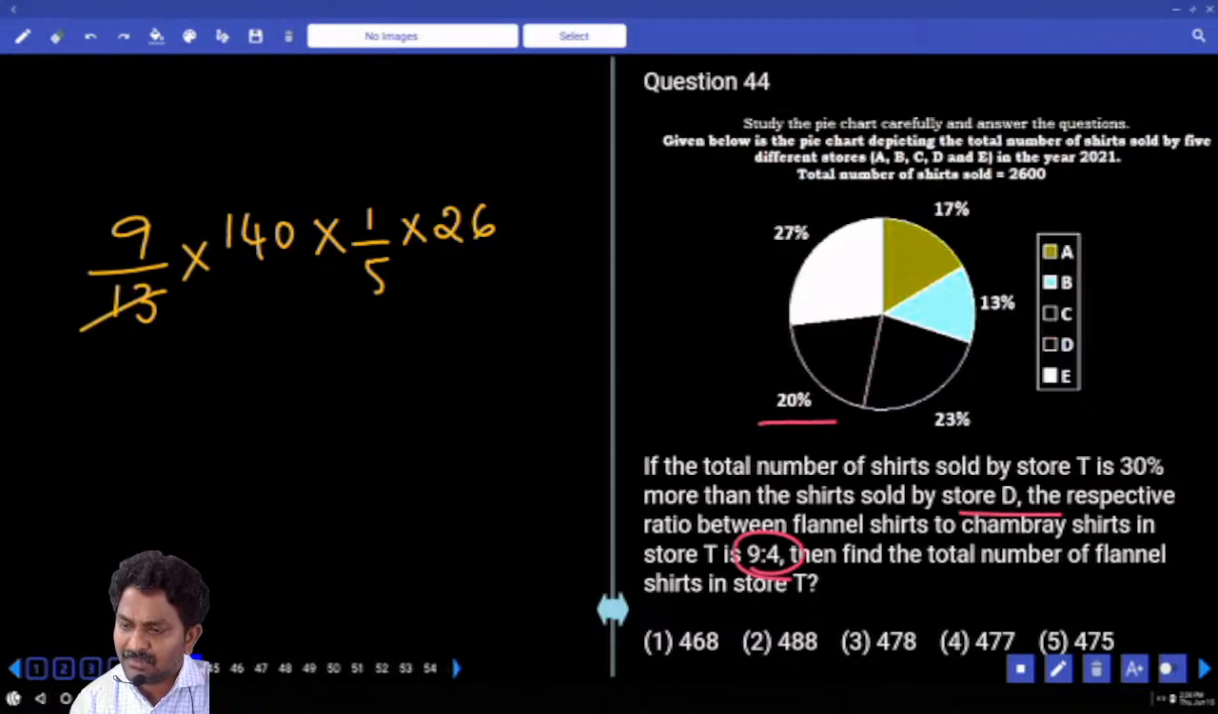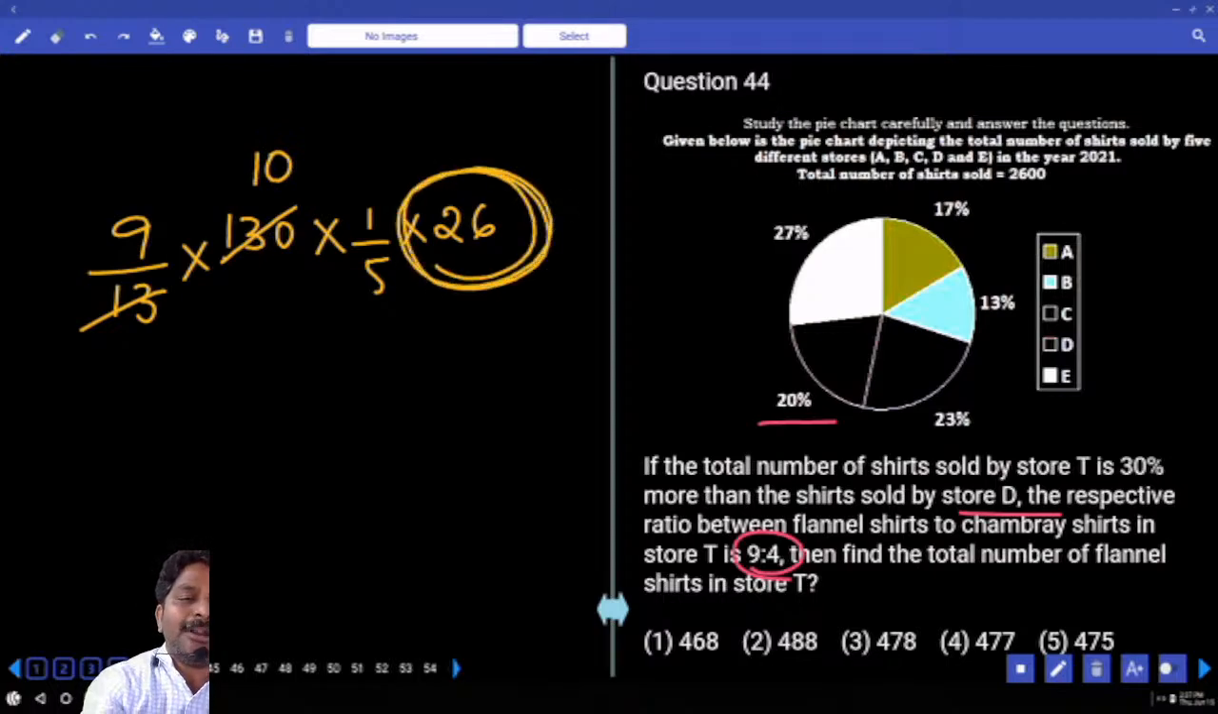They said 30%, right, so it is 130%. 13 gets cancelled here. Since there is a 13 multiple here, the answer will be a 13 multiple. That's what you can verify now. Otherwise also no problem.